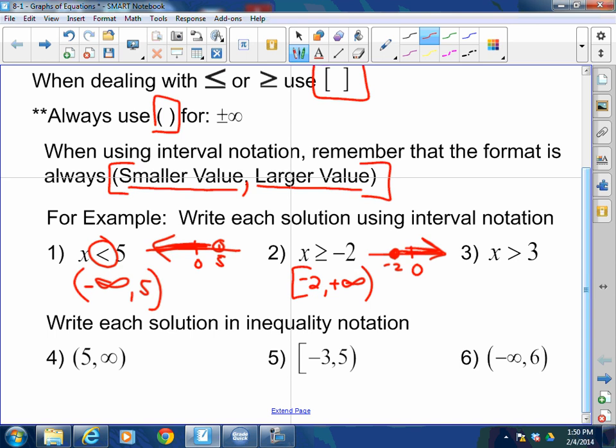x is greater than 3. Again, real quick, if you can't visualize it, open circle to the right. What's the smallest value here? 3, comma, positive infinity. That's my largest value. That's where it's going to. I have a parentheses because it's greater than, not greater than or equal to.